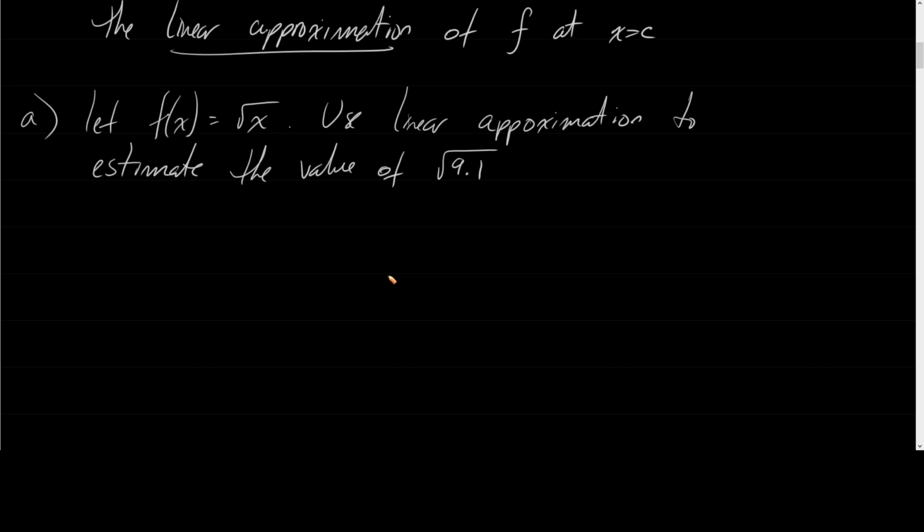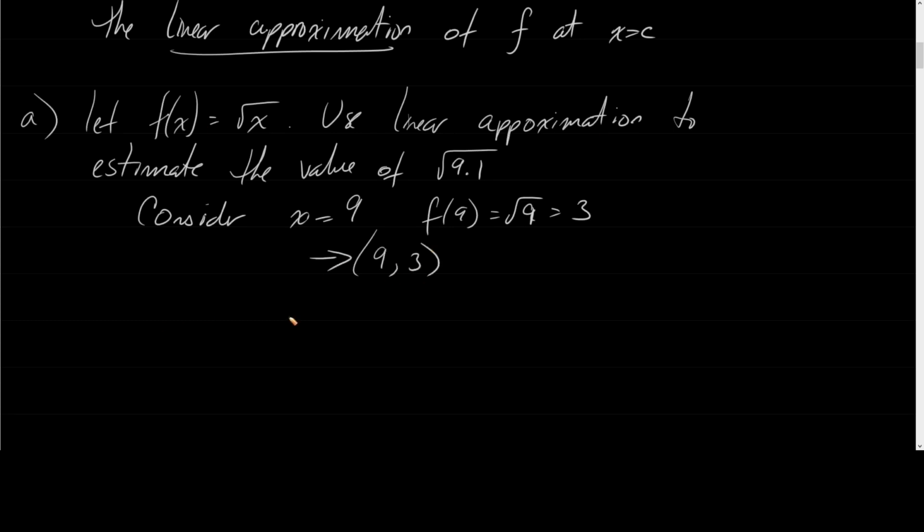Now, we know what the square root of 9 is, right? So let's consider x equals 9. If I plug that into the function, f of 9 would be the square root of 9, which gives me a value of 3, right? So what I'm going to do is a linear approximation of the function f at that point. What we're implying is that we're going to base our linear approximation out of that point.